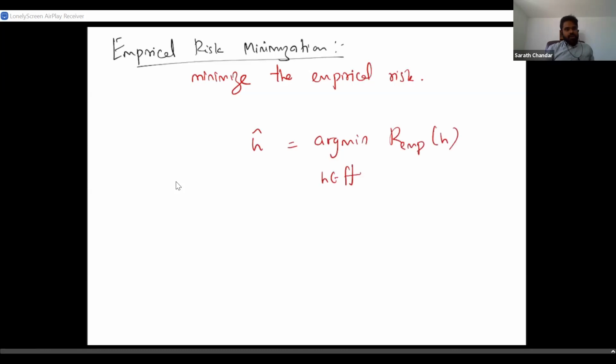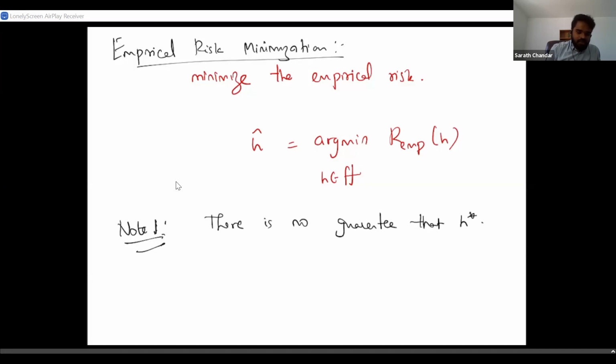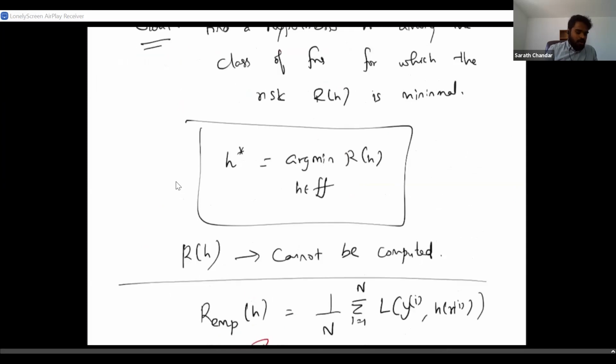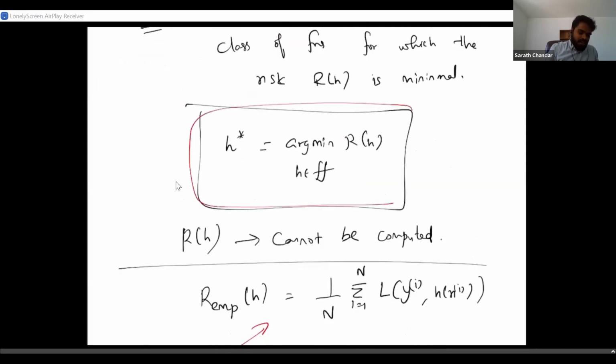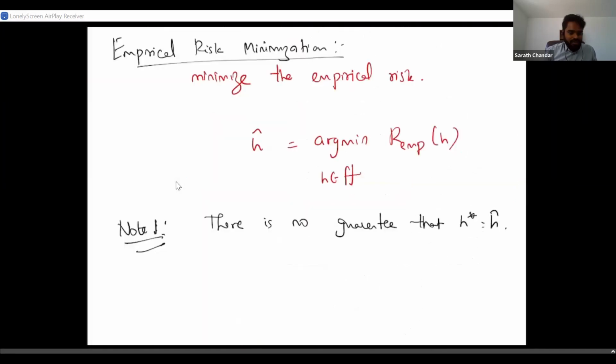Okay, so now it is very important that we understand that we are doing empirical risk minimization. Why? First note, it's important because there is no guarantee that H star is equal to H hat, right? So our goal is to find H star. So let me put it here again. Our goal is to find this H star, which is the argmin of the true risk. On the other hand, what we end up doing in practice is the argmin over the empirical risk. So there is no guarantee that H star is equal to H hat.